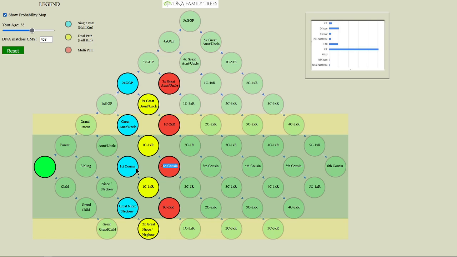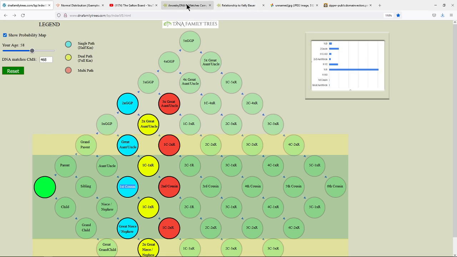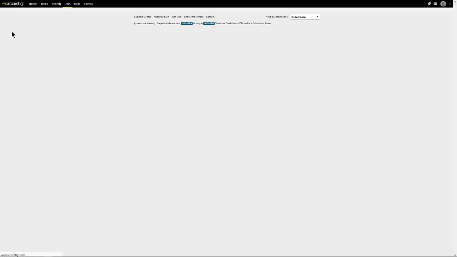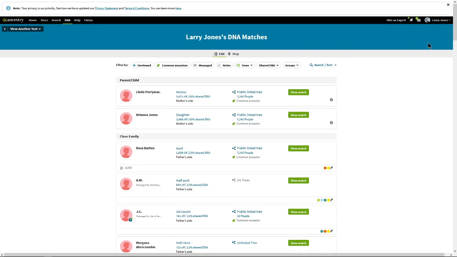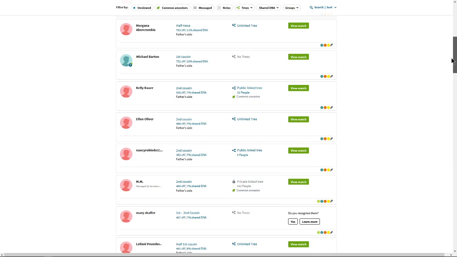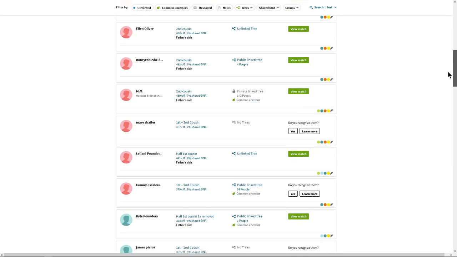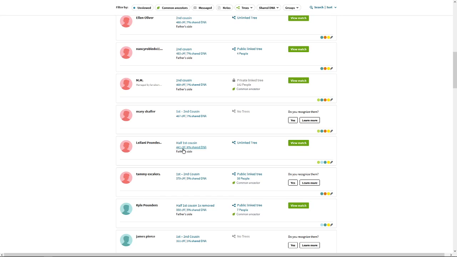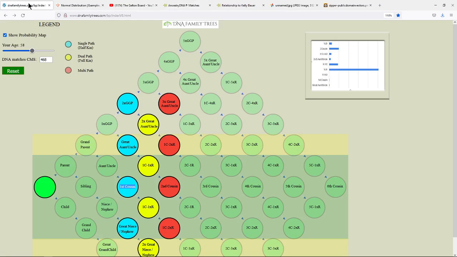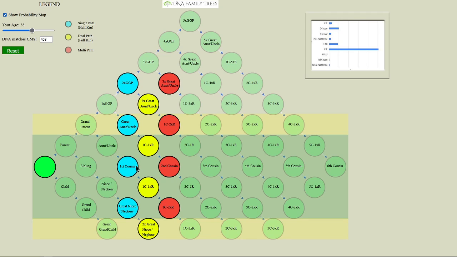Now, remember I said I had this half first cousin and I would come back to that. So let's go back to my DNA match list. And we're going to scroll on down to there. And we pull up right here. See right here it says 441 and they're a half first cousin. Okay? So they're right here, a single path first cousin. They match me at 441. So we'll put in 441. Okay, make sure that we get all our charts right.